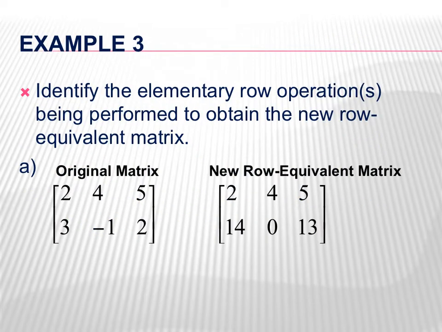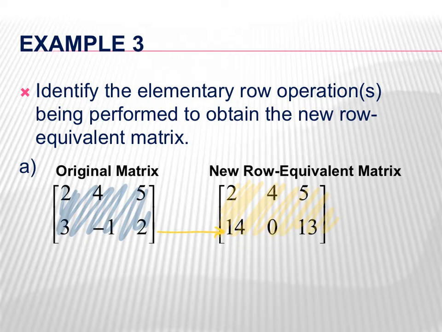Okay, example 3 says identify the elementary row operations being performed to obtain the new row equivalent matrix. So if this is my original matrix here, and this is the result, the question is what changed, and how do I get there? Row 1 stayed the same, but row 2 changed. So I didn't switch them.